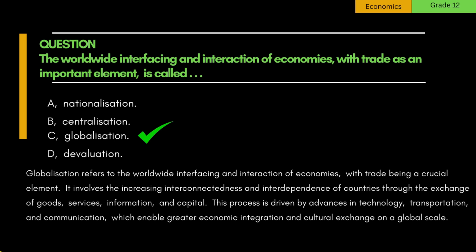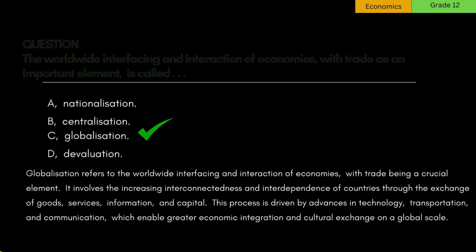Globalization. Globalization refers to the worldwide interfacing and interaction of economies, with trade being a crucial element. It involves the increasing interconnectedness and interdependence of countries through the exchange of goods, services, information, and capital. This process is driven by advances in technology, transportation, and communication, which enable greater economic integration and cultural exchange on a global scale.